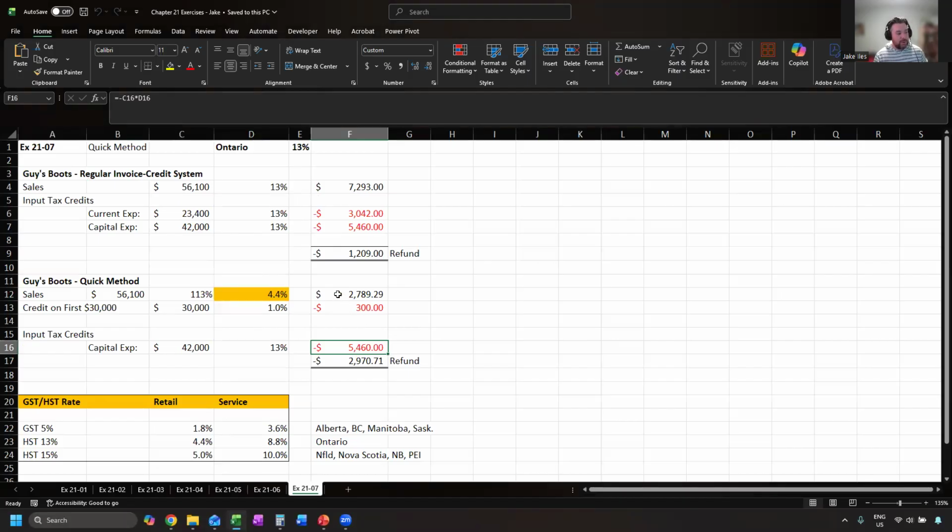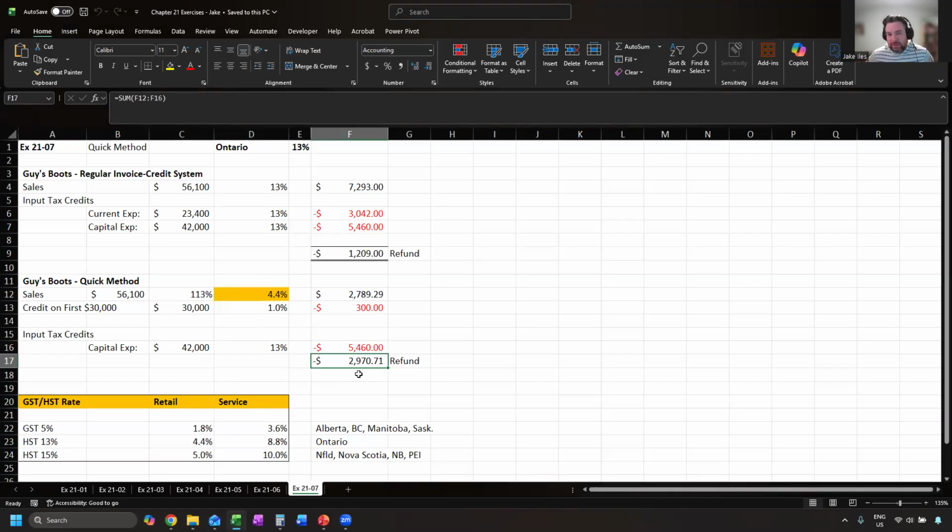So notice that when we apply those ITCs, the quick method gets us a bigger refund, $2,970.71. By doing this, we would check our system. We would say, hey, which method is better? Since our sales are still below 400,000, we're allowed to use the quick method. And if it comes out to a better refund, let's get it. Let's use the quick method and do the refund.